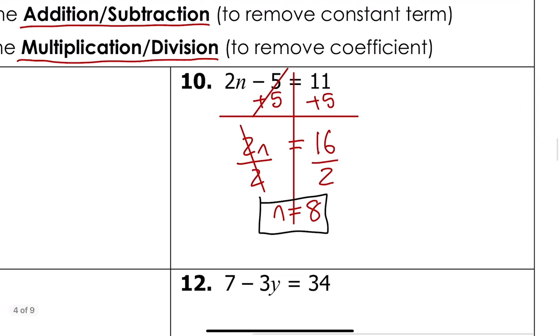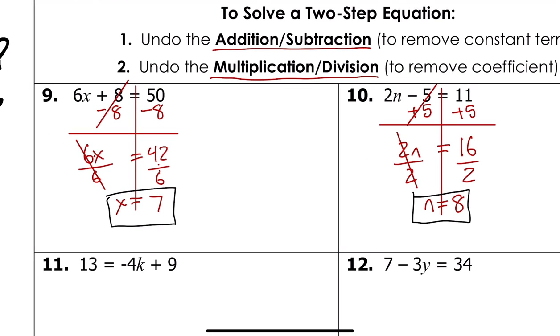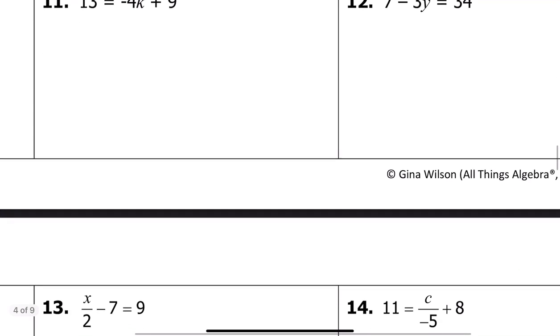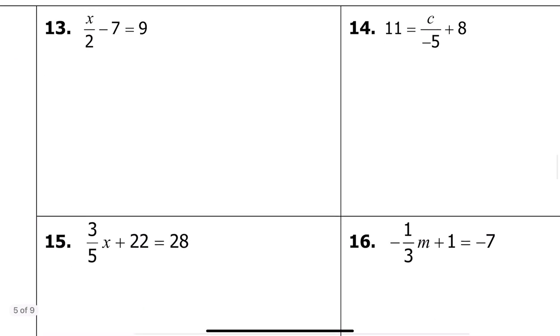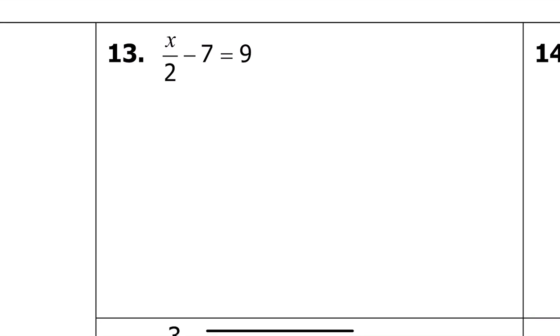Alrighty. So that is one type that we'll see fairly often, where you have to add or subtract and then divide. This is a very common version of two-step equations. So let's take a look at some less common versions. Let's go down to number 13 here. Okay, this looks a little funky, but that's okay.